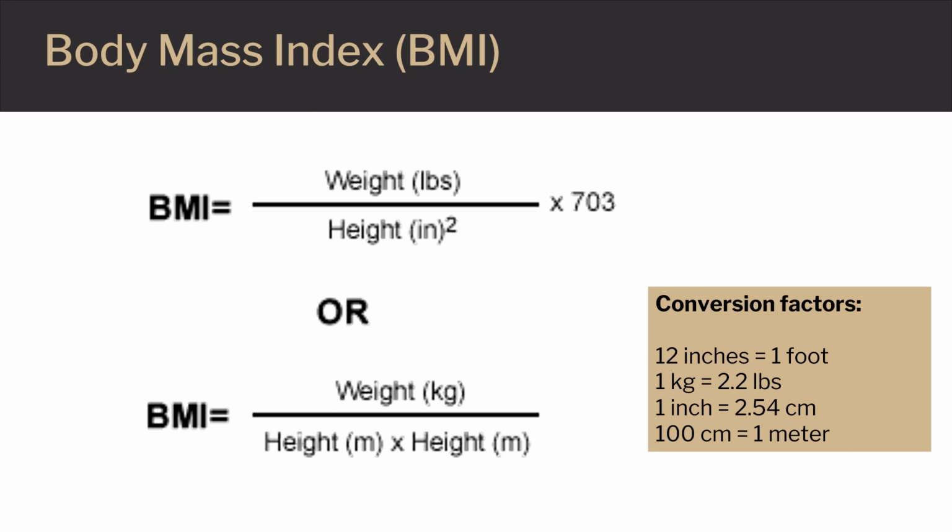The BMI in kilograms and meters is calculated as the weight in kilograms divided by the height in meters squared. The height in meters squared can also be interpreted as height in meters multiplied by height in meters. There are also conversion factors to use when converting pounds to kilograms, which is 1 kilogram equals 2.2 pounds. And the conversion factor for height is 1 inch equals 2.54 centimeters, and then 100 centimeters equals 1 meter.